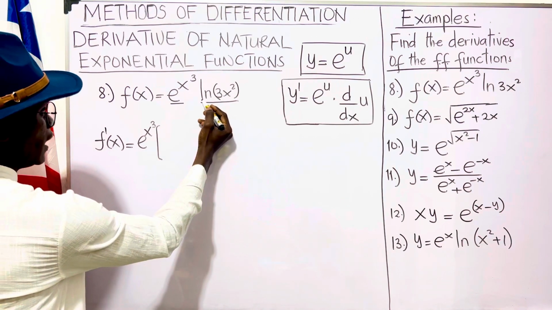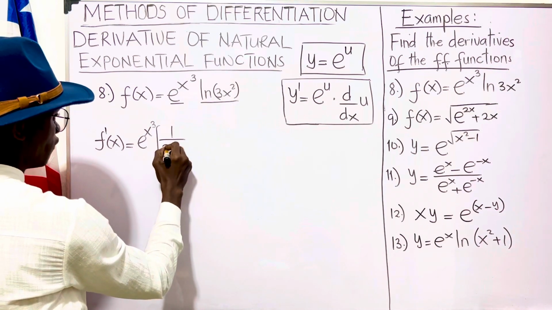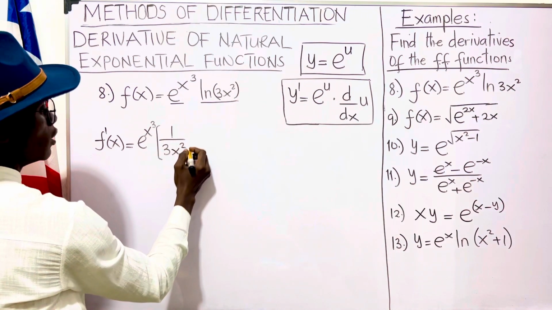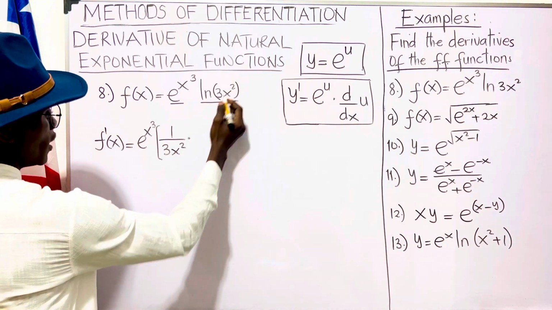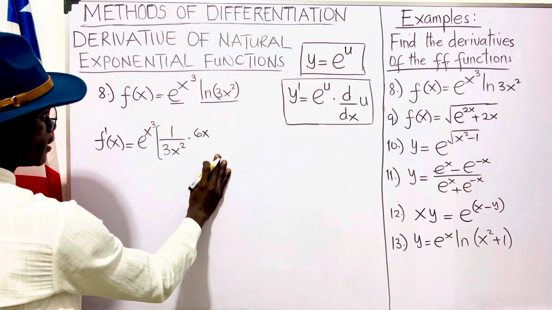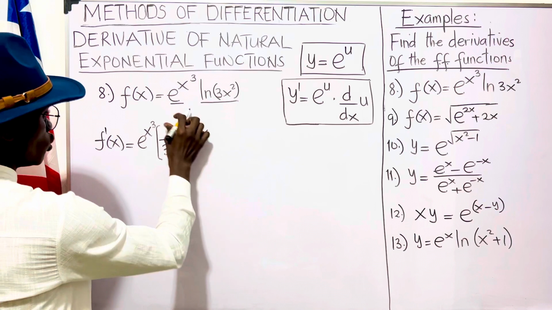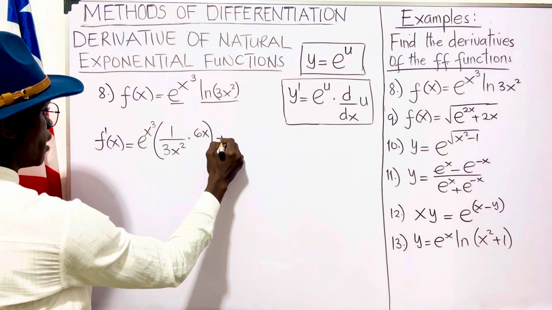The derivative of ln of a particular function is just equal to 1 over that function times the derivative of that particular function. So the derivative of 3x squared is just 6x, because 2 times 3 is 6. So we're done with differentiating this one. We want to now differentiate this.